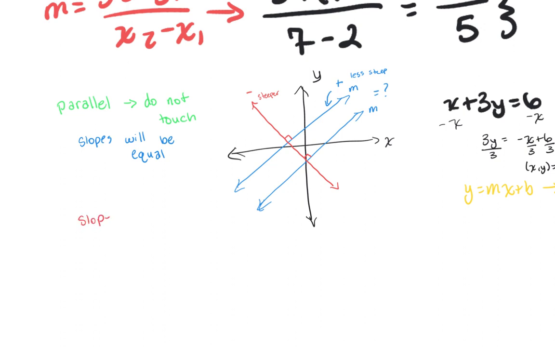Slopes will be opposite reciprocals of each other. So they won't be equal, but they do still have a relationship. They will be opposite reciprocals of each other. So what that means is that, say our slope for our blue line is m equals 1/2, right? That means that our slope for our second line would be the opposite reciprocal of that. And this is just an example.